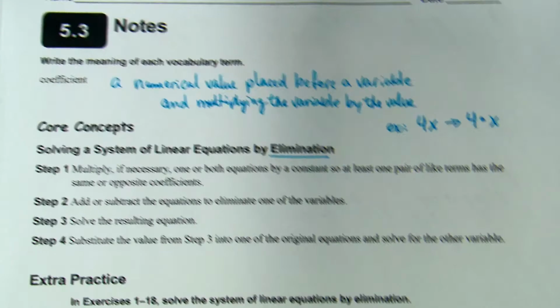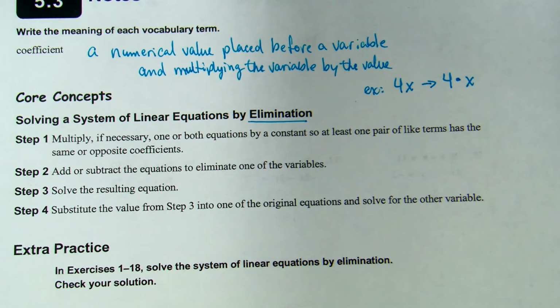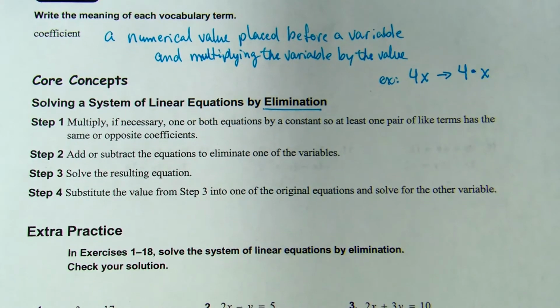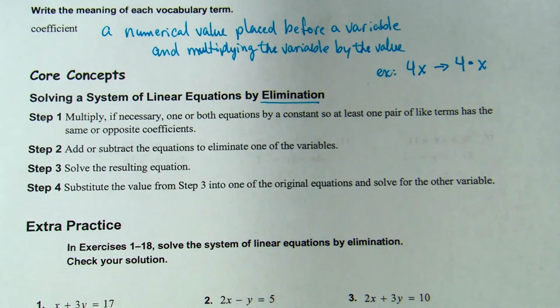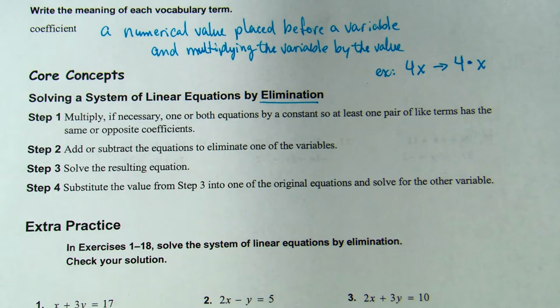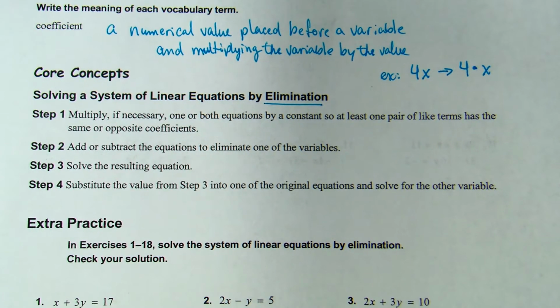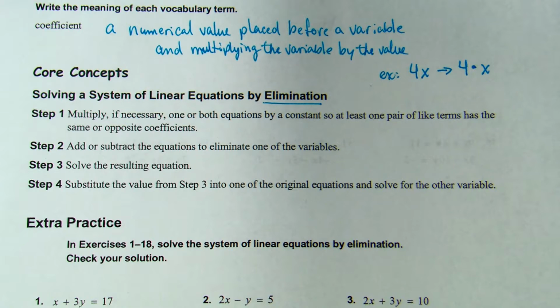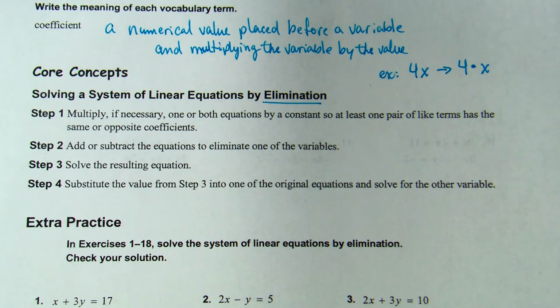So here are the steps. Again, this may sound like gibberish at first, but as we move along, it's going to make more and more sense. The first step: multiply, if necessary, one or both equations by a constant so at least one pair of like terms has the same or opposite coefficients. Now that's a lot to take in. But we're going to look at the coefficients in the two equations. We're going to look at both the x terms and both the y terms. We're going to try to get the coefficients in front of the x's the same. If that's not as easy as doing the y's, then we'll look at the y's and try to get the coefficient in front of the y's the same.